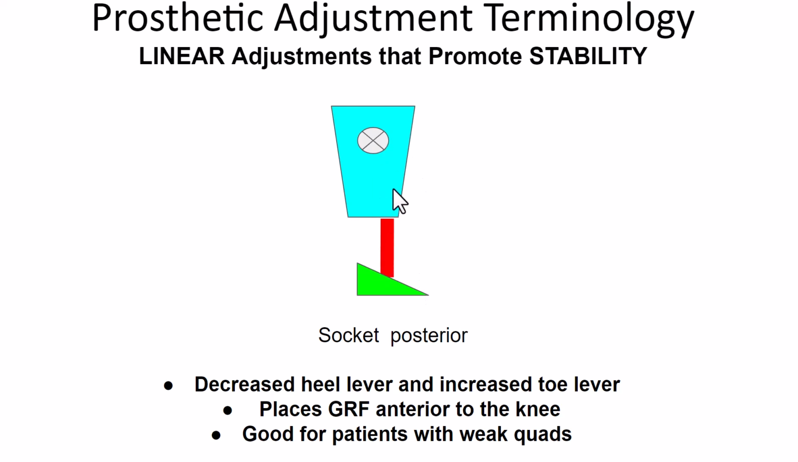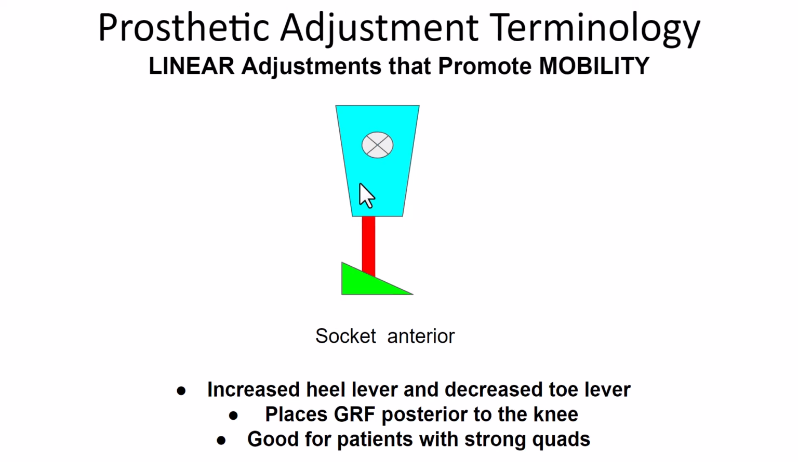This will place the ground reaction force anterior to the knee, promoting stability, and it's good for patients with weak quads. So, placing the socket posterior is going to help promote stability. Another linear adjustment that you need to be aware of is having the socket placed more anteriorly. So the foot and the pylon are still in the same place, but the socket moves forward.